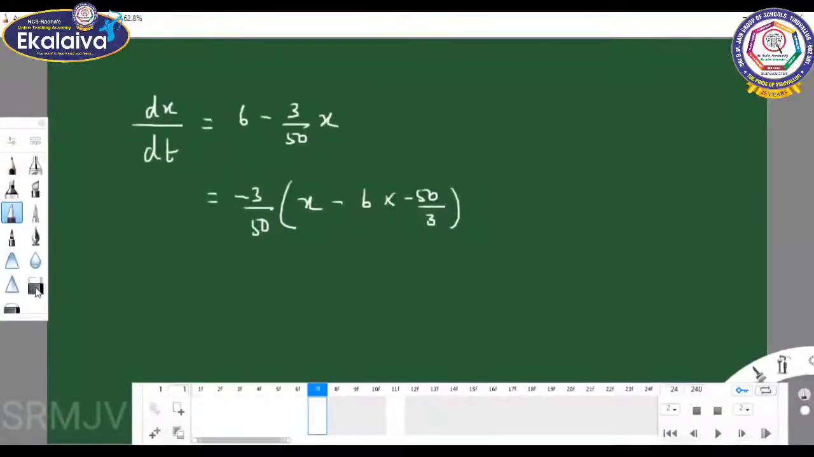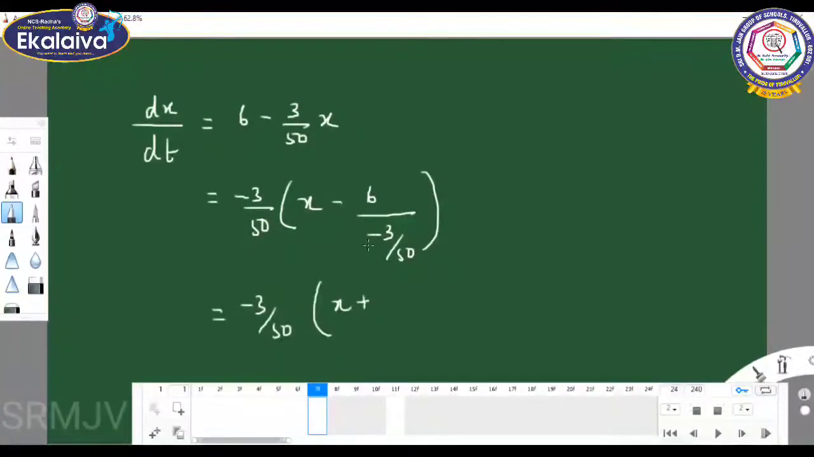See here, I will write it. It is not in a division form, so minus 6 by minus 3 by 50. So it gives minus 3 by 50 into, minus and minus become plus, 6 into 50 by 3. 3 ones are 3, 3 twos are 6. So dx by dt equal to minus 3 by 50 into x minus 100.